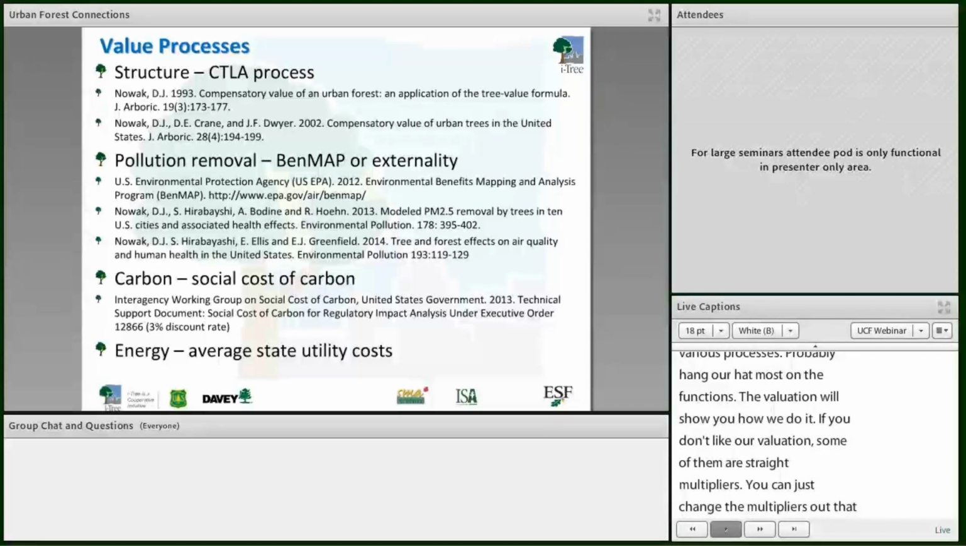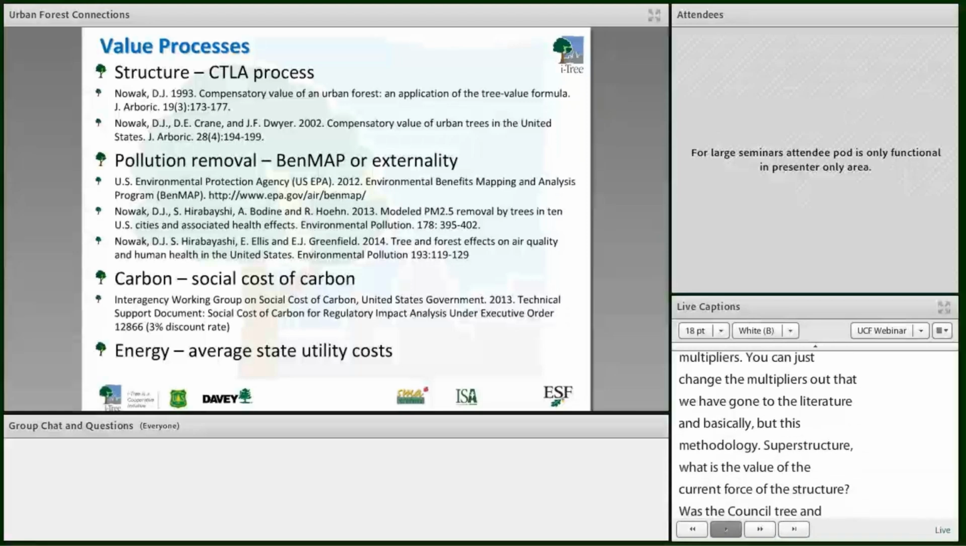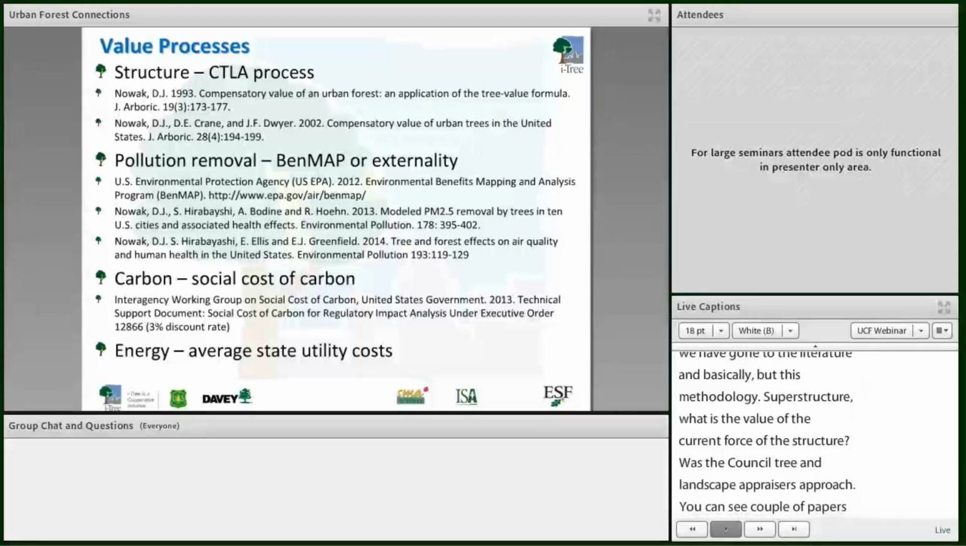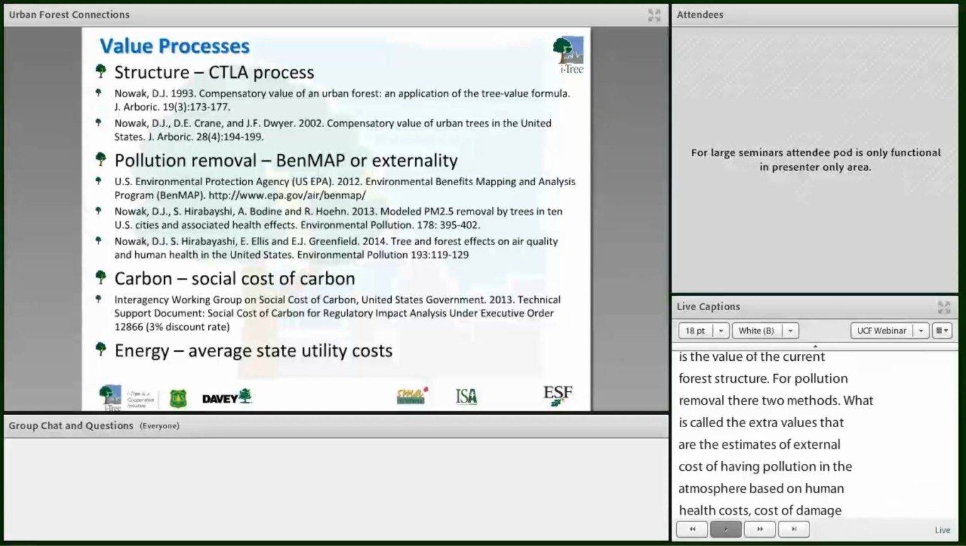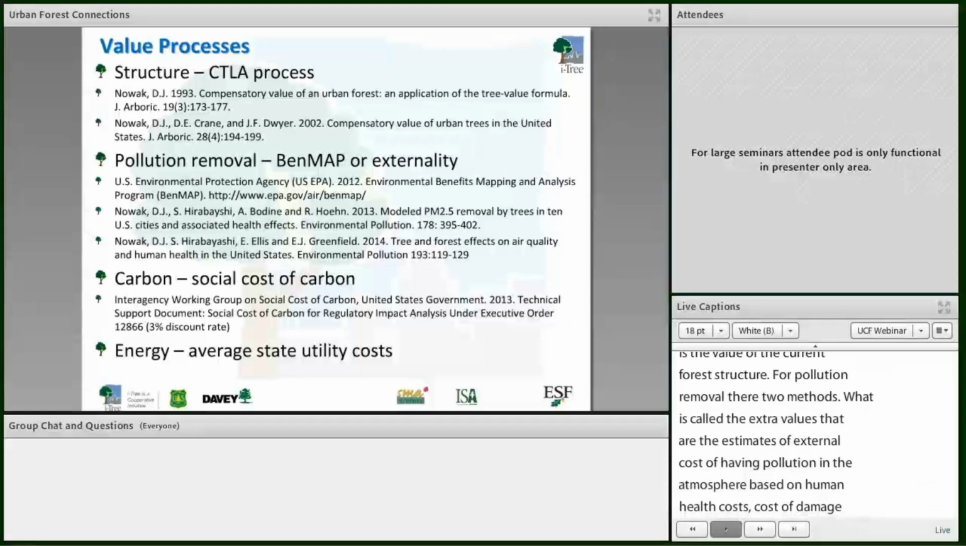So for structure, what is the value of the current forest? We use the Council of Tree and Landscape Appraisers approach. You can see a couple papers there to get an estimate of what the value of the current structure of the forest is. For pollution removal, there are 2 methods. One is called externality values, which are estimates of the external cost of having pollution in the atmosphere based on human health costs, cost of damage to materials, visibility, and damage to crops. Economists estimate this as a value per ton of pollution. It's a constant value that's applied as a straight multiplier.